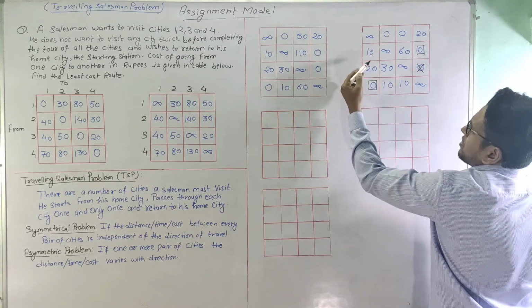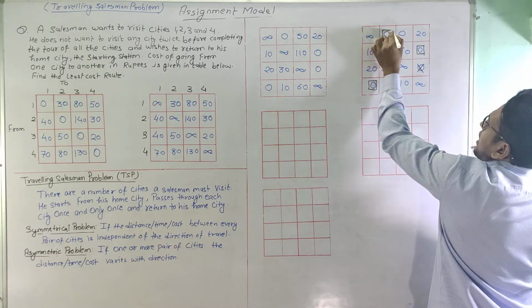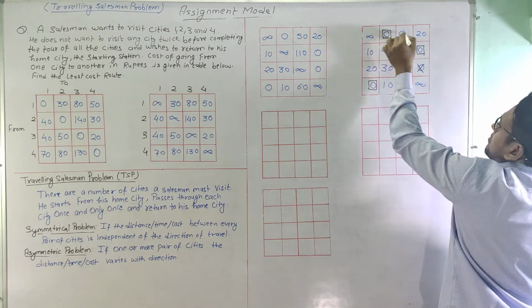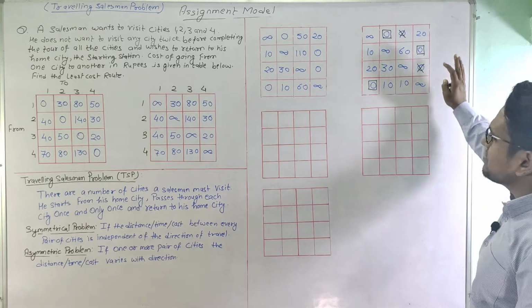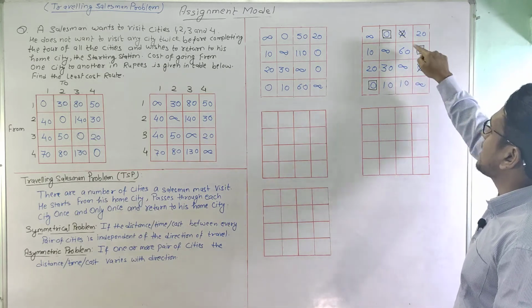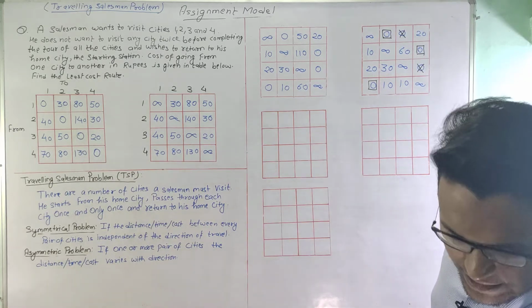So column 1 is already assigned, column 2 has a single 0, so we will assign this 0, and once this 0 is assigned, no more assignment can be done in this column and in this row, so this is crossed out. Now as we can see that in a 4 cross 4 matrix we have 3 assignments, that means we do not have an optimal assignment yet.